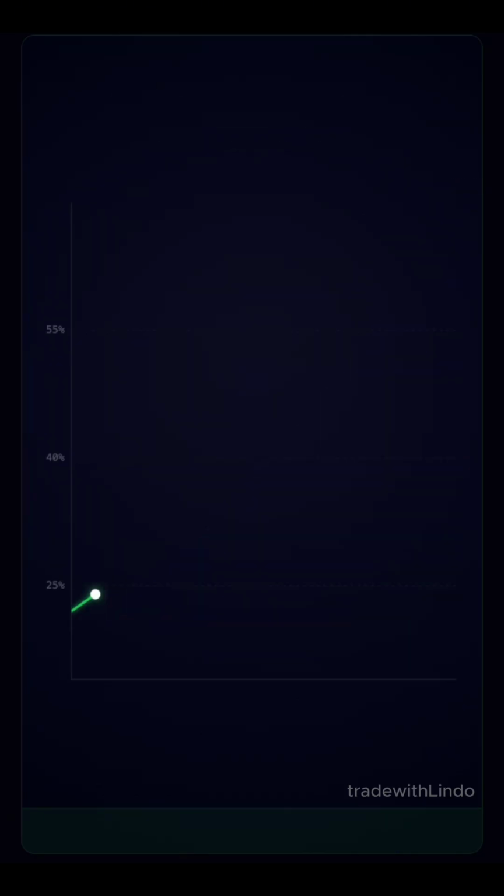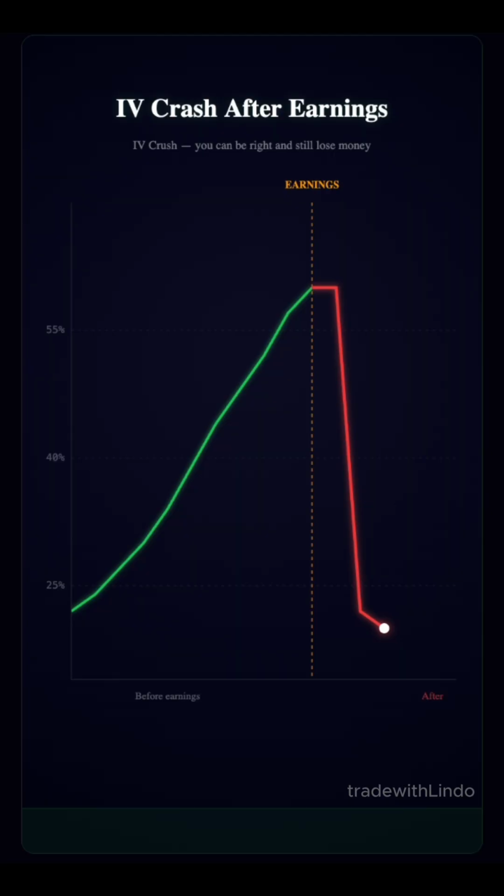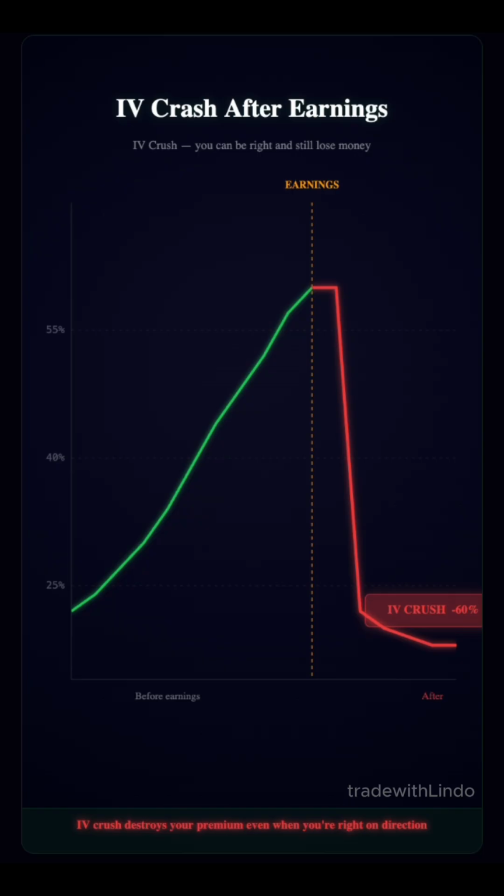Now here is the dangerous part. The moment earnings are announced, all that uncertainty disappears and IV collapses fast, sometimes losing 50% of its value in a single day. Here is the brutal truth. You could buy a call option, the stock goes up, and you still lose money. Why? Because the IV dropped so fast that it wiped out your profit. This is called IV crush. It is the #1 way beginners lose money buying options before earnings.